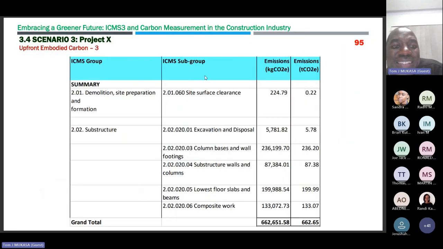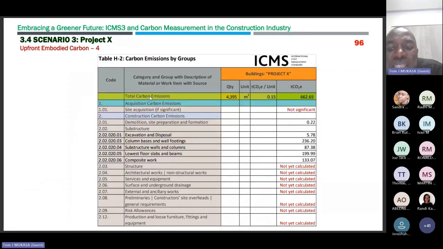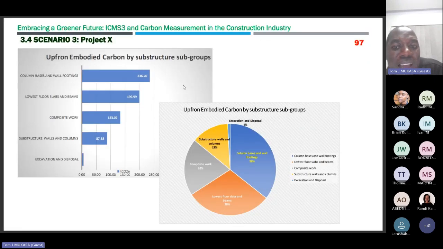After doing that, I compressed my table to here, and it's only for the substructure, and I came up with something like 662 tons. That's a process that is ideal for more time. Then I did my analysis, and I found out that column bases and column wall footings were the majority. That's where the majority of the carbon was coming from, followed by the ground floor slab and ground beams.